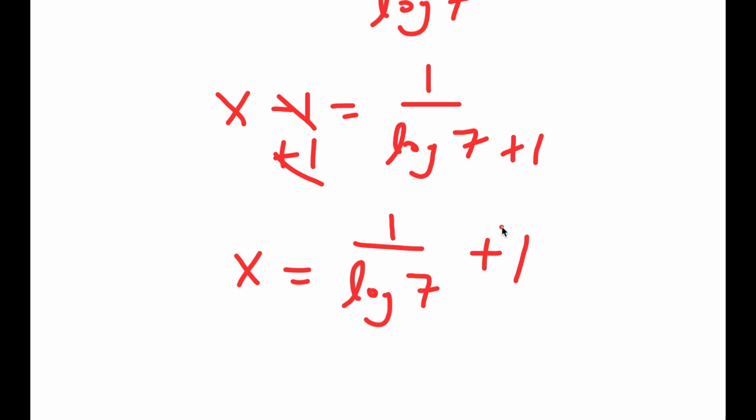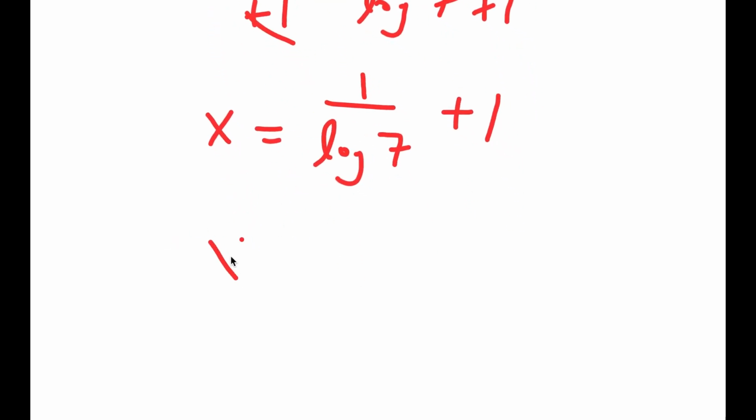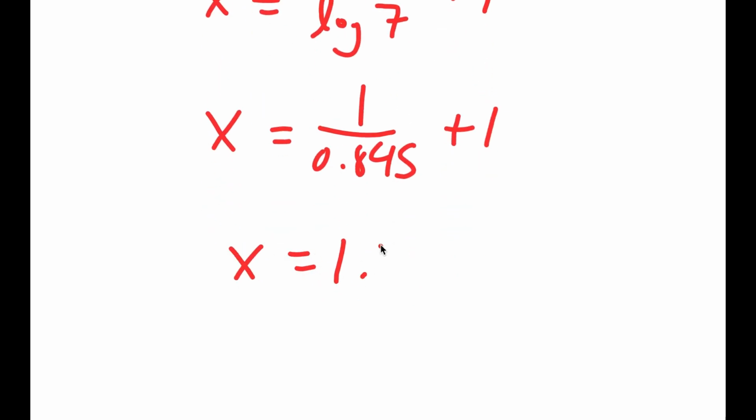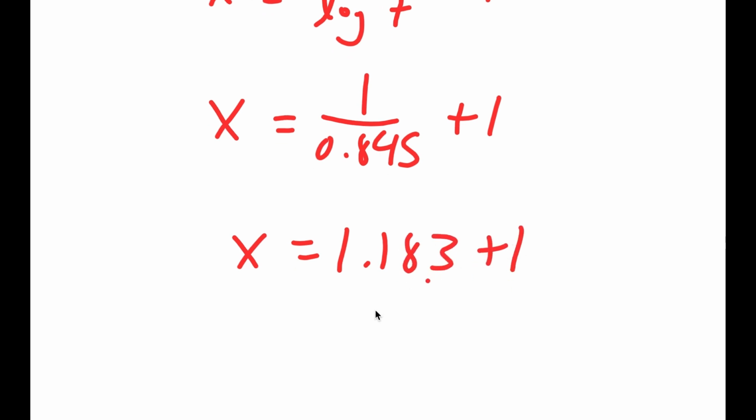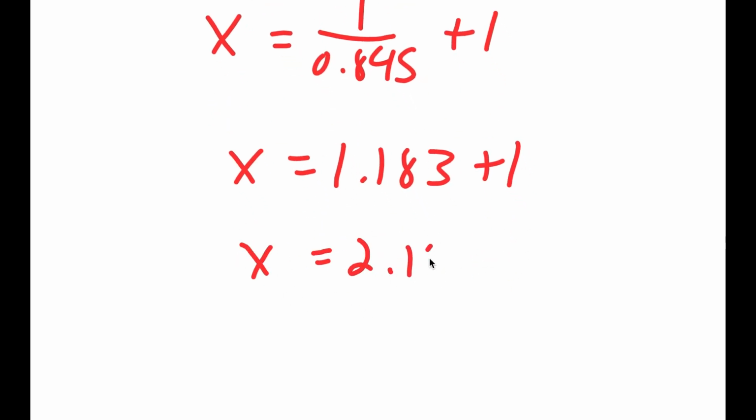Now, log 7, that's equal to 0.845. So now I have 1 divided by log 7, and that's going to equal 1.183. So I have 1.183 plus 1, which is equal to 2.183.